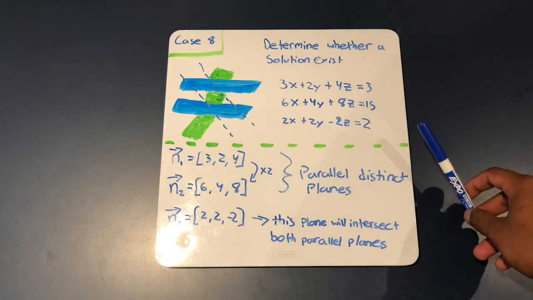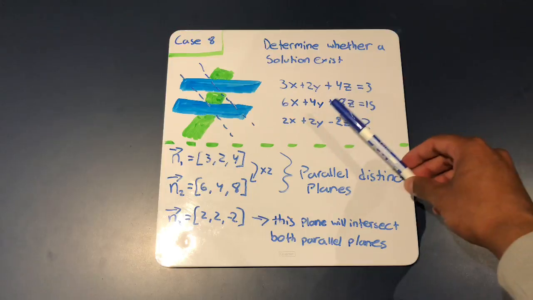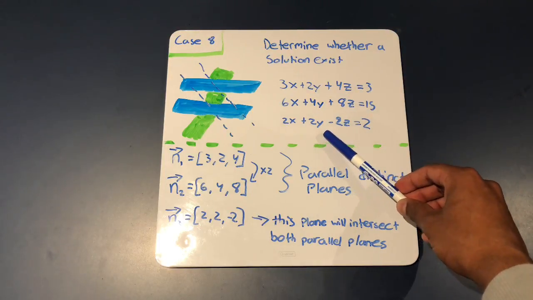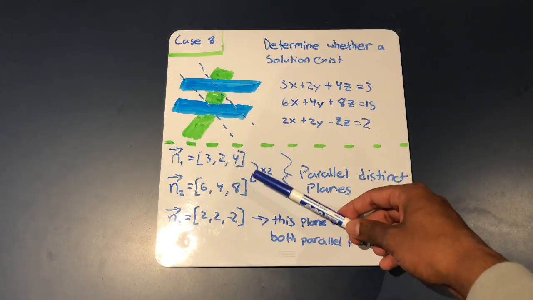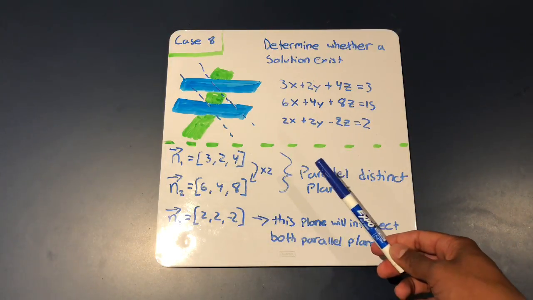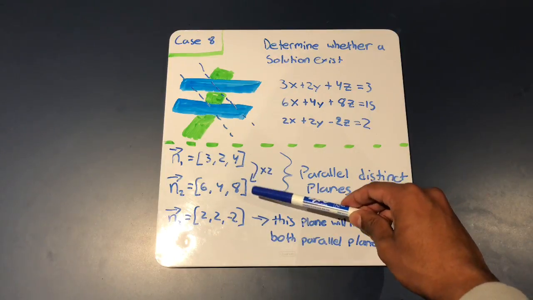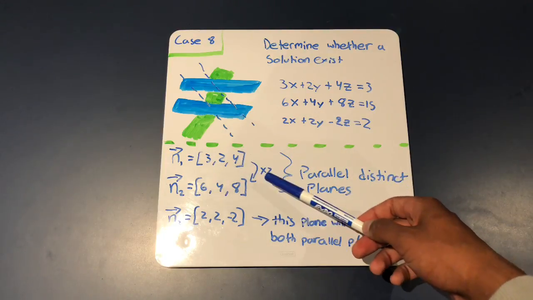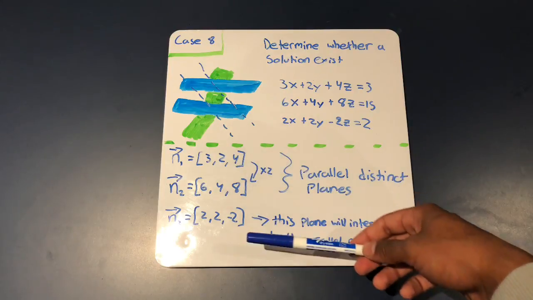So the three equations that we're going to be dealing with are 3x plus 2y plus 4z equals 3, 6x plus 4y plus 8z equals 15, 2x plus 2y minus 2z equals 2. So the first thing you want to do is find the normals of them so you can classify what type of case you're dealing with. So normal 1, 2, and 3. As you can realize, normal 2 is the scalar multiple of normal 1 by a factor of 2. And normal 3 is not a multiple of either one of them.